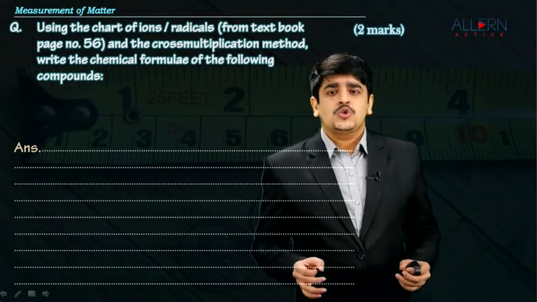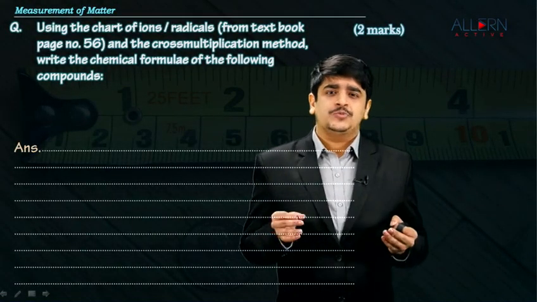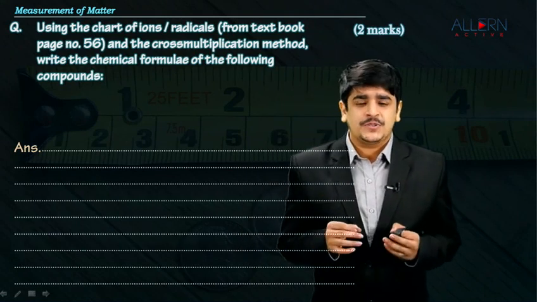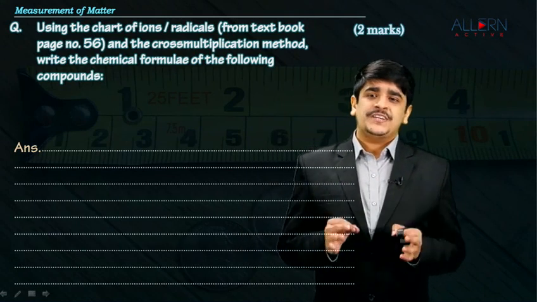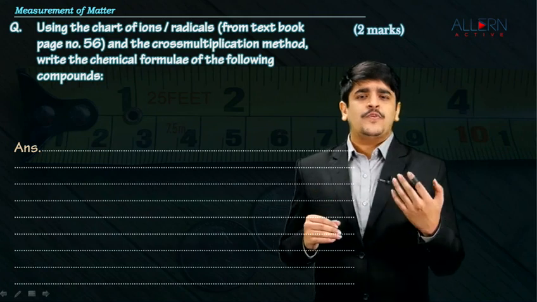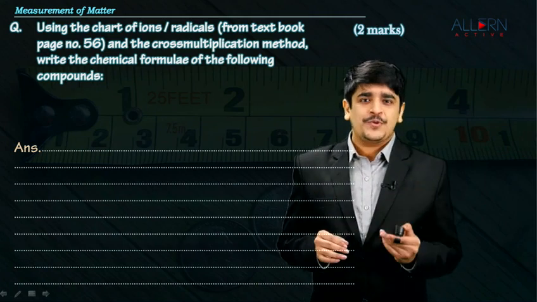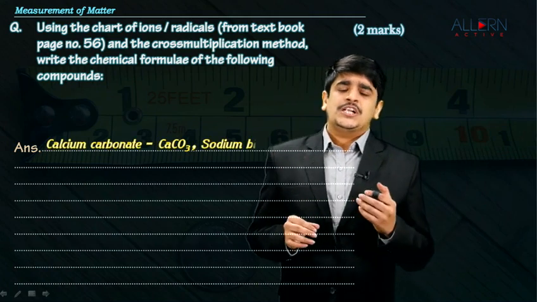Okay, so using the chart of ions or radicals which has been given in your textbooks, we are going to use the cross multiplication method and write down the chemical formulas of the following compounds. Many are there, I'll help you out. Let's begin. The first one is calcium carbonate.